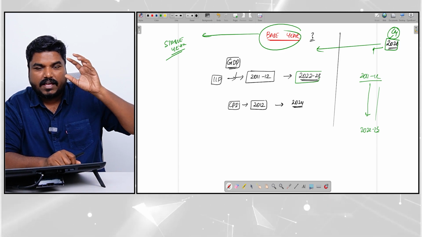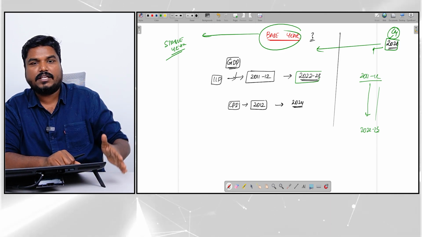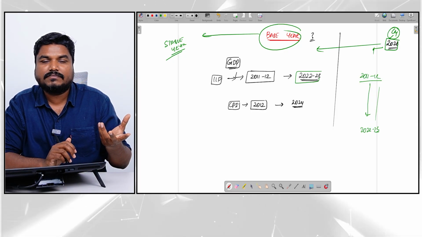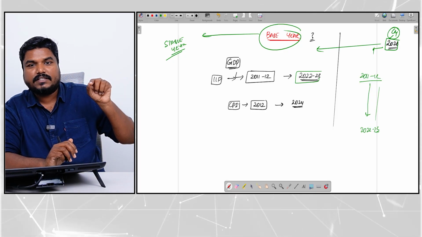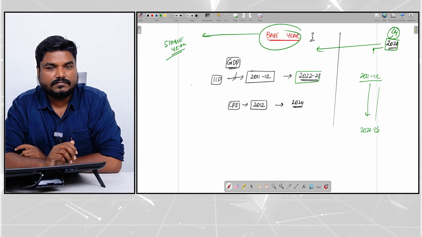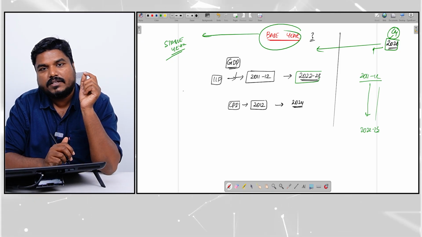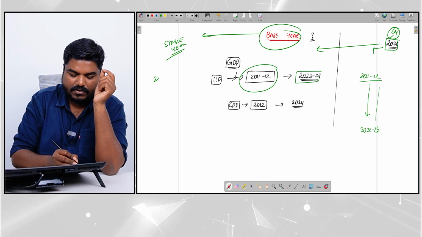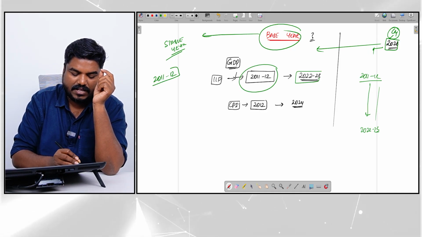If your base year has a war, in that year the inflation will be very, very high. The production will be largely affected. So when we choose a base year, you have to choose a stable year. So what happened? 2011-12 was our previous base year.